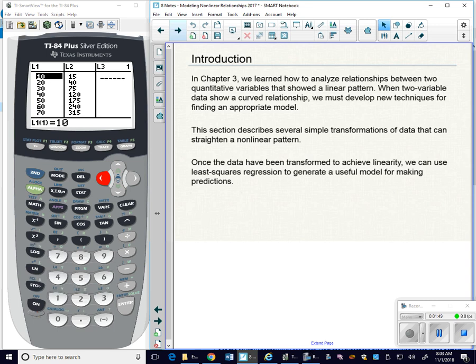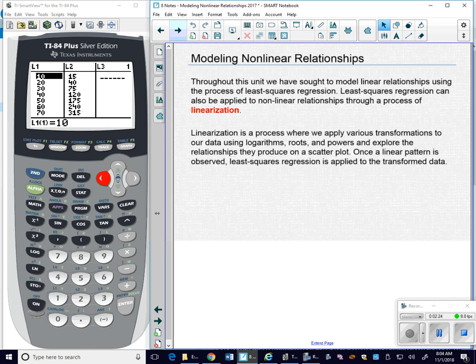So once we start looking at data that has a nonlinear form, we have to do a little bit of trial and error. And so it's not going to be as straightforward, I think, as when you have a linear pattern and you perform least squares regression on that. So in this section, we're going to talk about ways of transforming data so that we can straighten a nonlinear pattern, which seems kind of funny, but that's exactly what we're going to do. Once the data has been transformed to achieve linearity, then we can use least squares regression and all the processes that we just did in Chapter 3 to find a model to represent the transformed data and then make predictions from that.